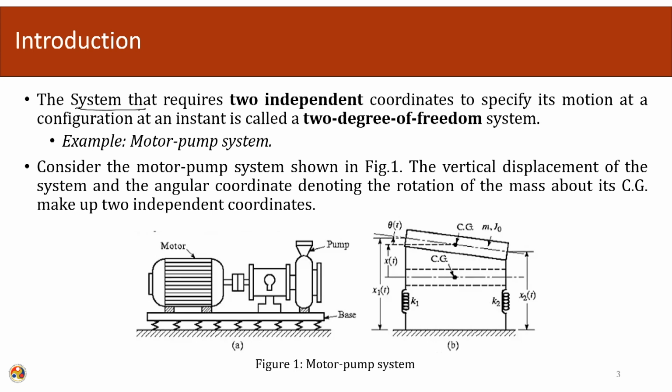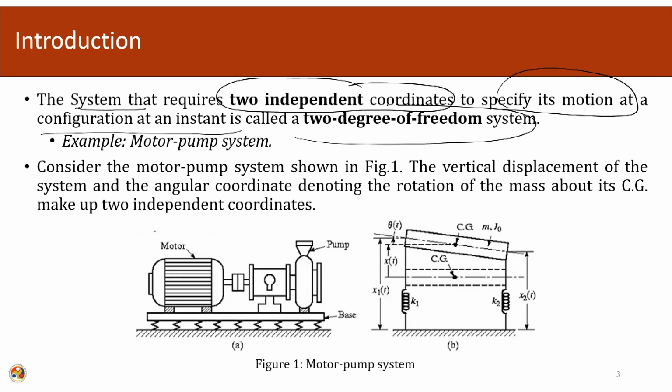So, it is a system, and in order to specify its motion at any given instant of time, it requires the help of two independent coordinates. So, this system is called a 2 degree of freedom system. In a single degree of freedom system, only one coordinate is sufficient to know the position of the system at any given instant of time.